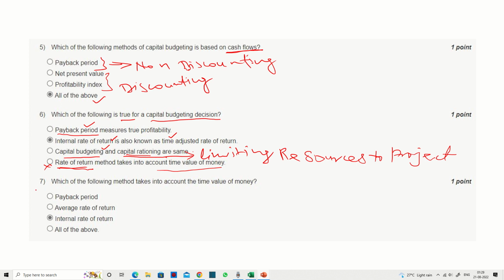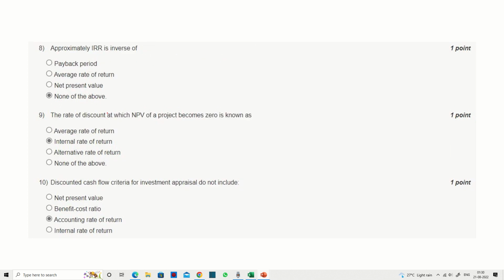Question number 7. Which of the following methods takes into account the time value of money? It's a similar question, and hence the correct answer is internal rate of return. These two are not based on discounting cash flow, and hence these two don't take time value of money. Question number 8. The correct answer is none of the above.